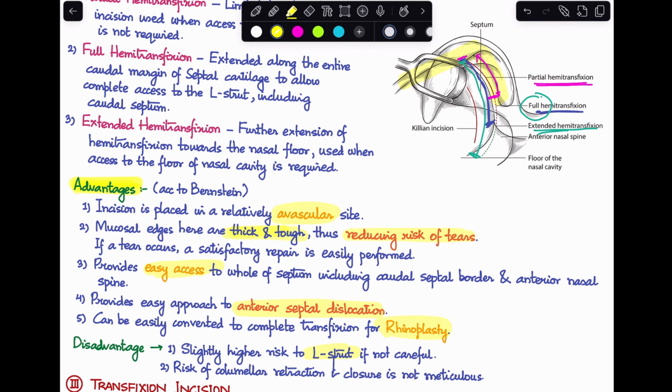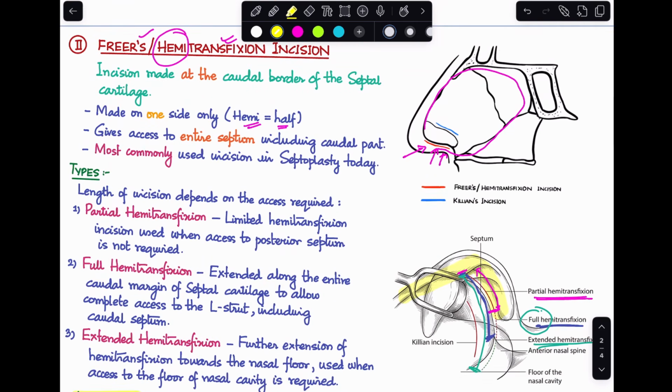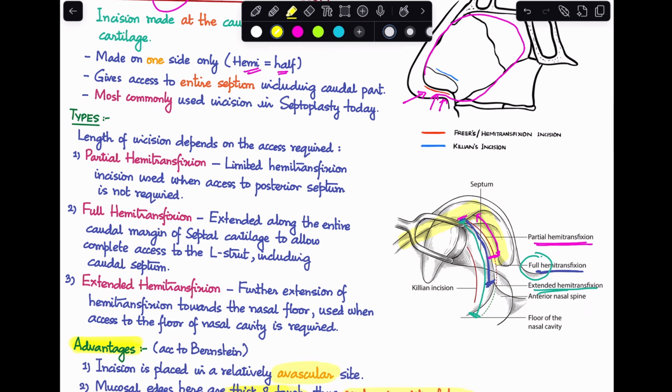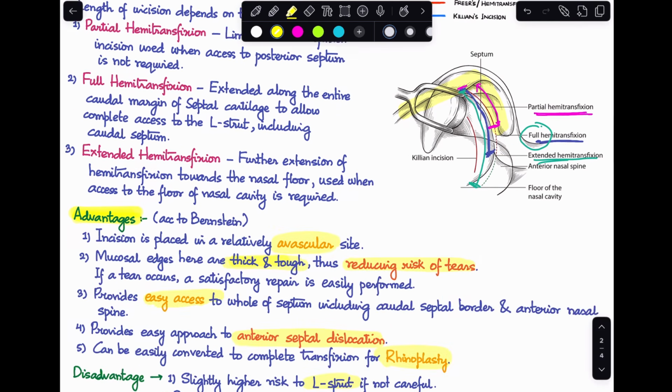And second is there is a risk of columellar retraction if the closure is not done meticulously. So that's also something that you should be careful about. So that's about the Freer's incision. I hope I have cleared any confusion regarding what is the difference between the Freer's incision and the Killian's incision. What are the advantages of each? Where do you use it? And also the different types of Freer's incision.